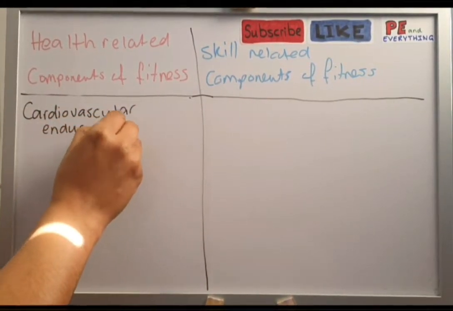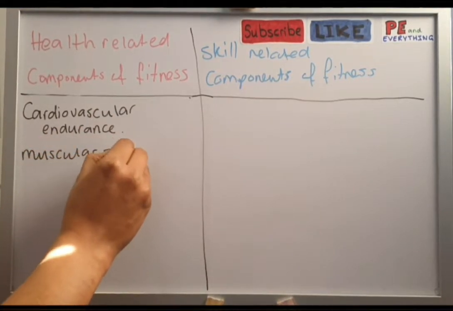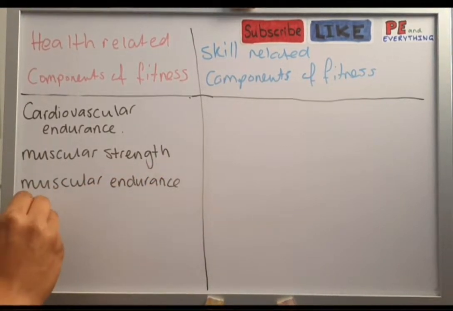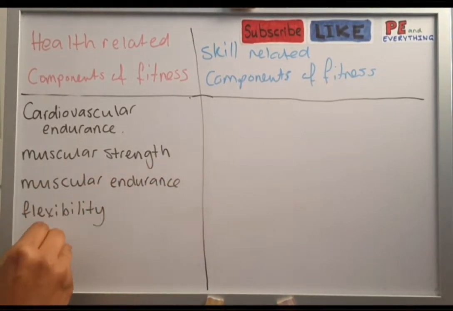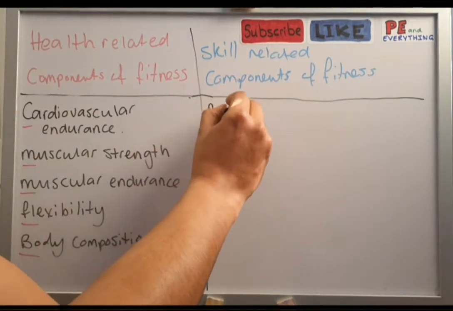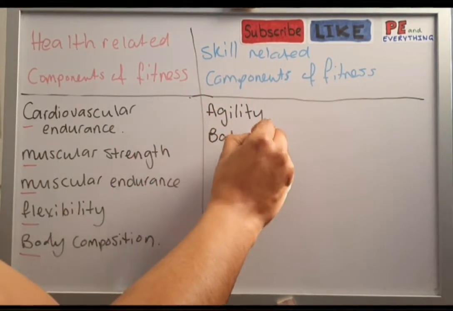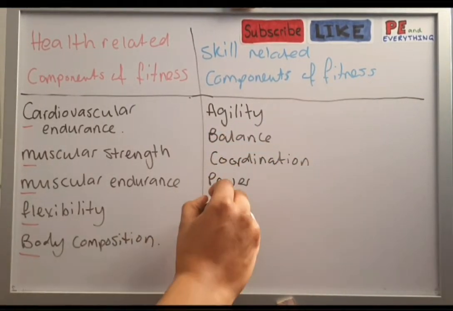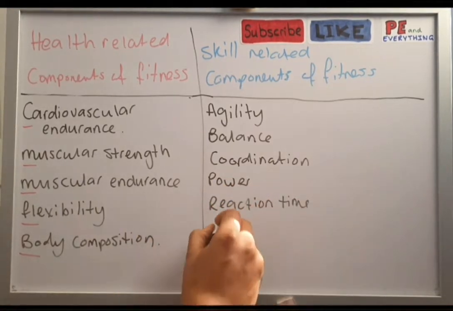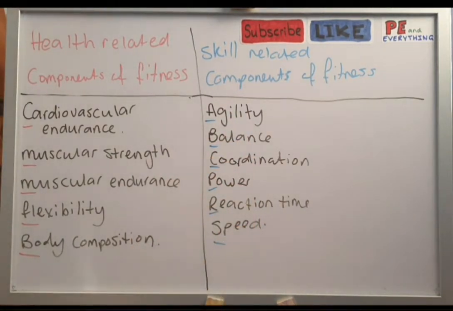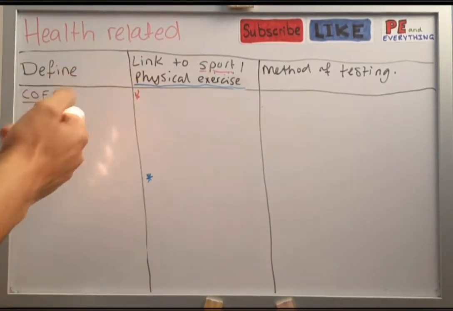Now we are going to break it down further. These are the components within the health-related components of fitness section. So you have cardiovascular endurance, muscular strength, muscular endurance, flexibility, and body composition. Red pen time, matey, red pen. Now the components within the skill-related components of fitness. You have agility, balance, coordination, power, reaction time, and speed. Blue pen, matey.